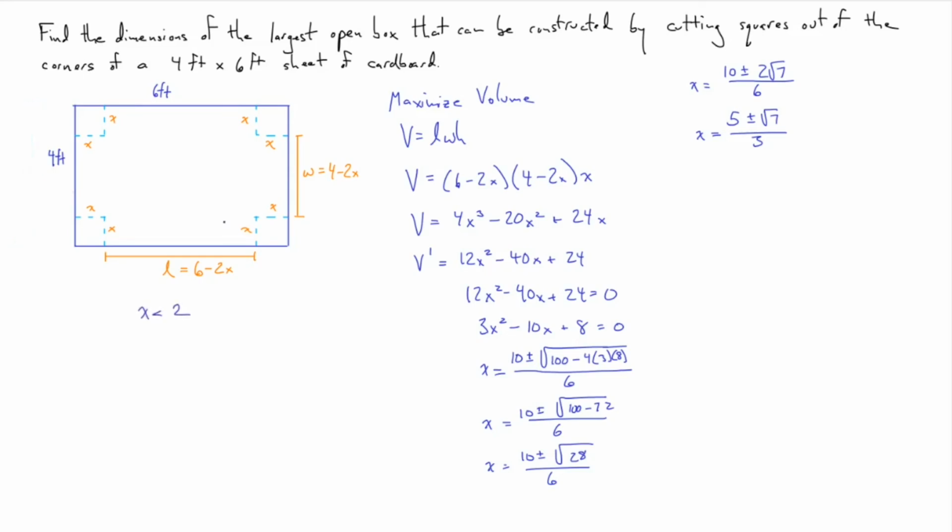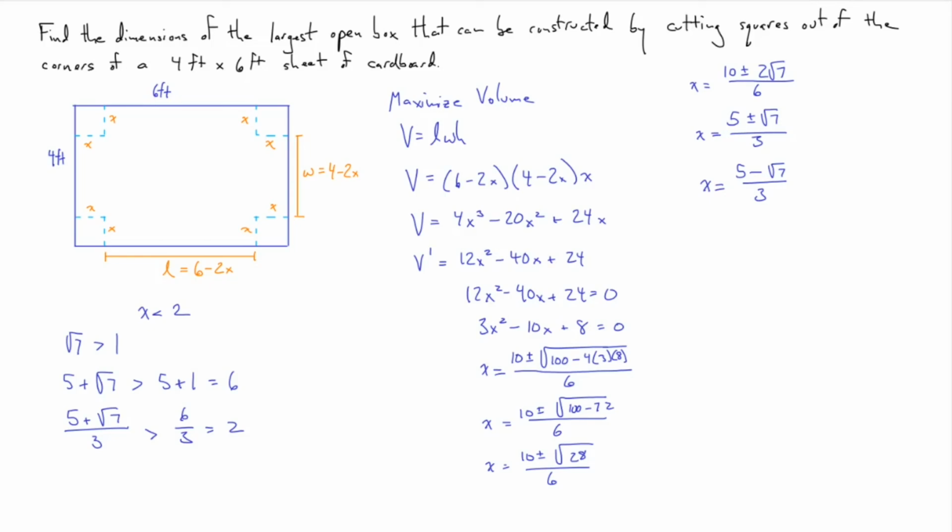Which is to say that I know that x is less than 2, and I think it's completely clear that the square root of 7 is some number bigger than 1, which means that 5 plus the square root of 7 is bigger than 5 plus 1, which is 6, which tells us that 5 plus the square root of 7 over 3 is bigger than 6 over 3, which is 2. And so that critical point is too big. There's no way that x is equal to 5 plus the square root of 7 over 3. And that leaves us with just a single critical point to consider. x equals 5 minus the square root of 7 over 3.